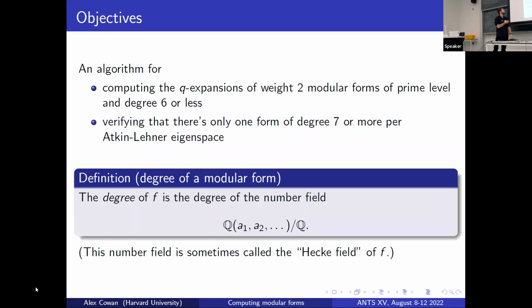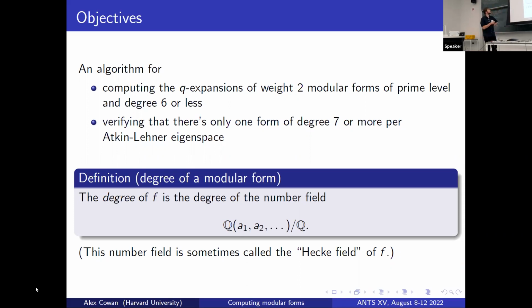It does one bonus thing, which is it checks that there's only one modular form of degree 7 or more for each Galois eigenspace in this setting of prime level. So we're only going to be missing one thing per eigenspace.